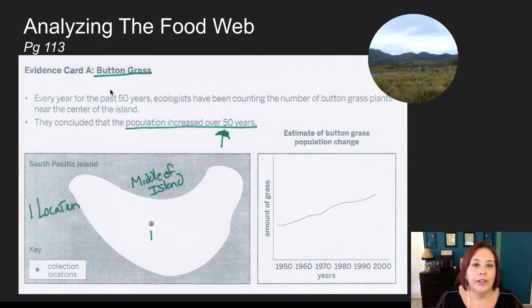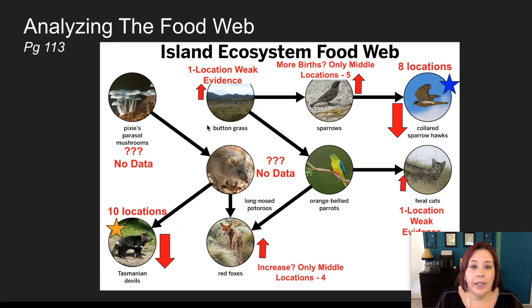Our next card is our button grass. And just like with the feral cats, the scientists only collected data in the middle of the island and only from 1 location. And from this, they concluded that the population increased over 50 years. So here we've got our graph. But once again, this is just in 1 location. So on my food web, I went ahead and noted that there was an increase, but it was only 1 location and it was weak evidence. Okay, so that is basically how I annotated my food web.